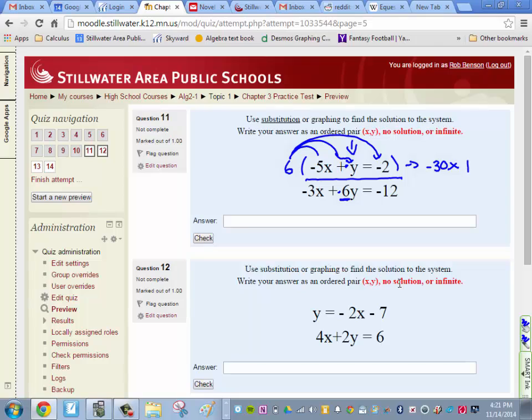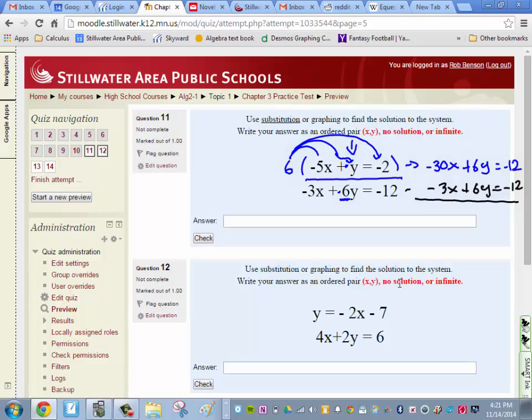6 times y is plus 6y, and 6 times -2 is -12. And what I'm going to do is just rewrite this bottom one, not change a thing on it. Okay, so I got -3x plus 6y is equal to -12. Okay, so here we go.